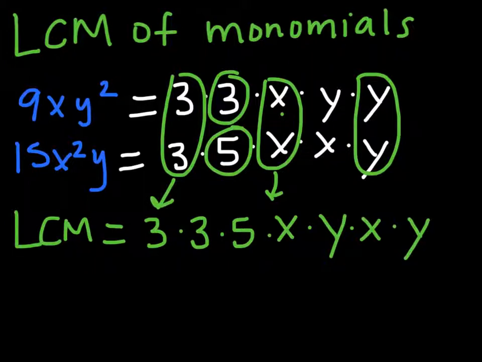Now we work that out to be 3 times 3 is 9, times 5 is 45, x times x is x squared, y times y is y squared. So our least common multiple of 9xy squared and 15x squared y is 45x squared y squared.